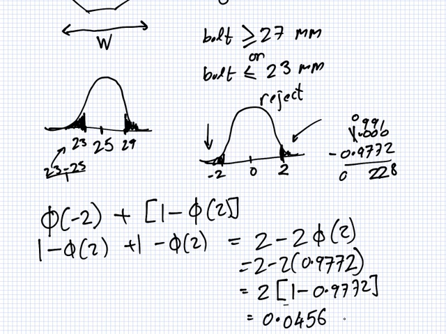Okay, so it's okay then, yeah. So it's 4.56% then. So that's how many bolts get rejected because they're too big or too small.